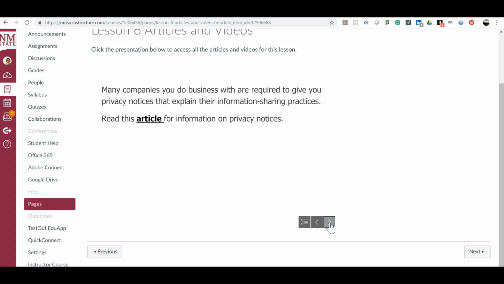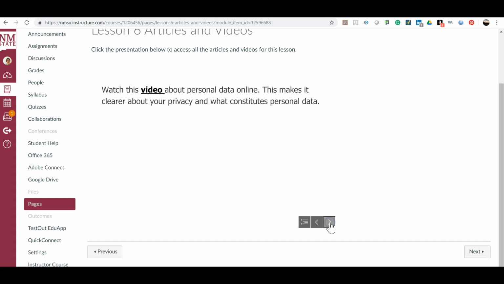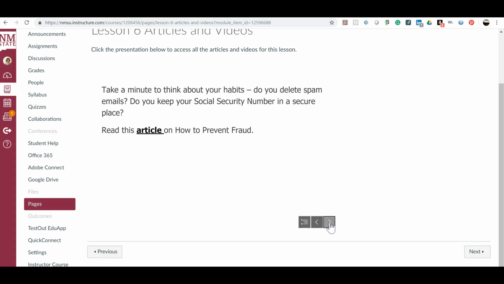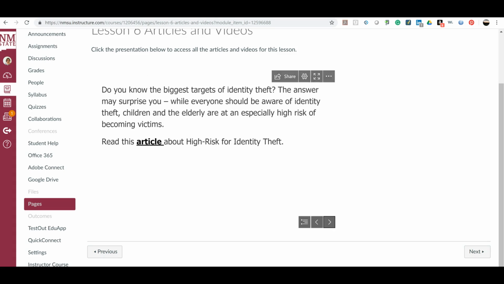Here's an article on privacy notices. Here's a video about personal data online. Identity theft, something else we're all concerned about. Take a minute to think about your habits. Do you carry your Social Security card with you? You should not. You need to keep that in a secure place. So you want to read this article on how to prevent fraud.